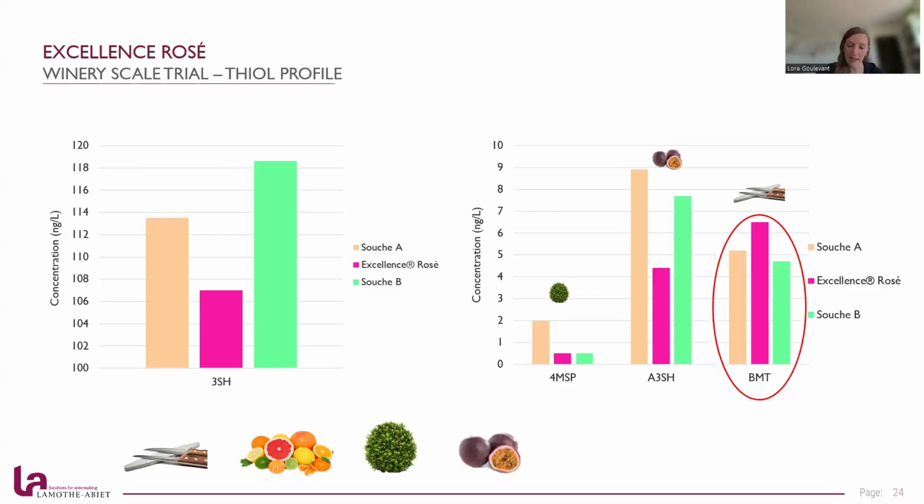So BMT is a type of thiol that smells and tastes like flinty gunpowder. So it does produce more of this characteristic thiol. So a little bit more mineral. Some people could say minerality, some whetstone aromas like this.